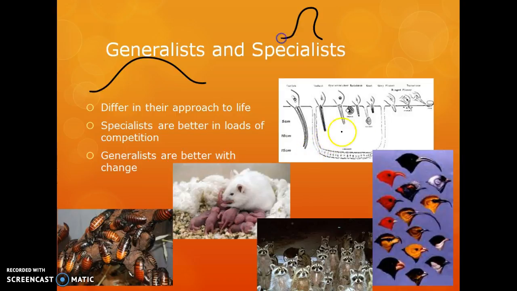So here we have a picture of all of these different wading birds. They have very specialized beaks for obtaining very certain kinds of food, and so these would be very narrow niches, or very specialist species. Whereas things like cockroaches and mice, they can survive off of a wide variety of resources, raccoons as well. So these are what we would call generalist species, right? They have a very wide niche. So their approach to life is different. When you have lots and lots of competition, you tend to get more specialization because that limits competition. But the generalists are better able to deal with change in their environment because they can utilize a wider variety of resources.